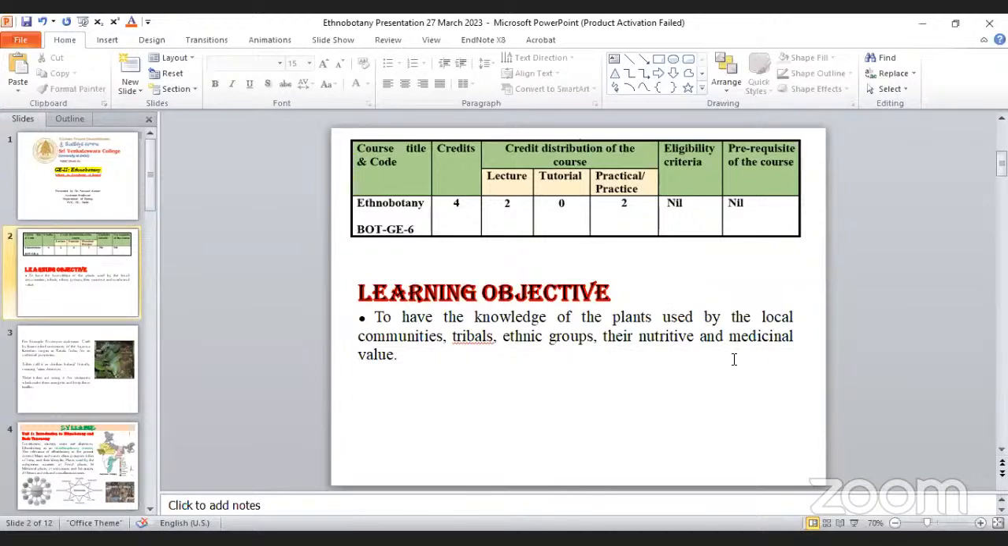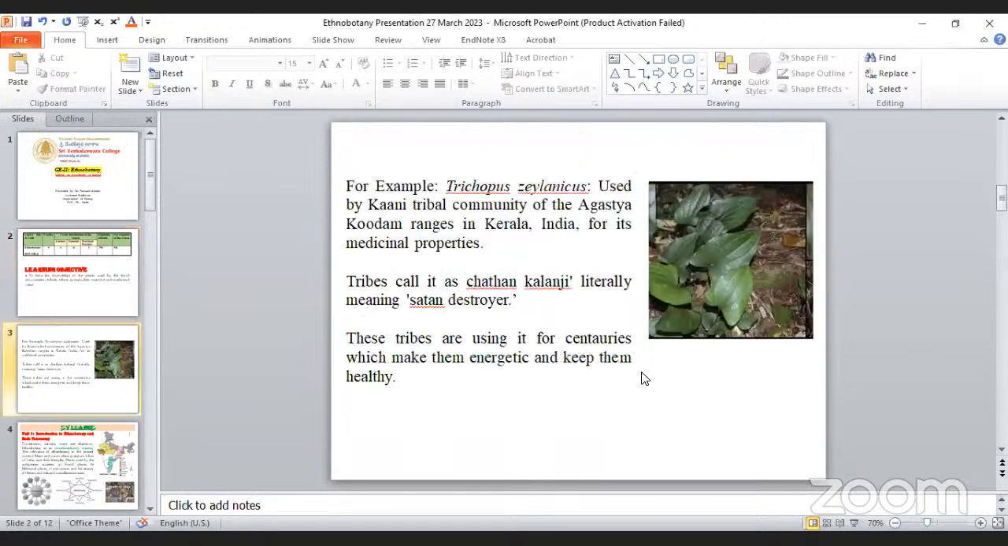So basically, by this course, we will be able to connect with the tribal people, how they are living, and how culturally they are using different plants for various purposes. If we take one example from ethnobotany, Trichopus zeylanicus, which is used by the Kani tribal community in Kerala, basically the Agastya range in Kerala, this plant is known as Chattan Kalanji, which literally means the Satan destroyer.